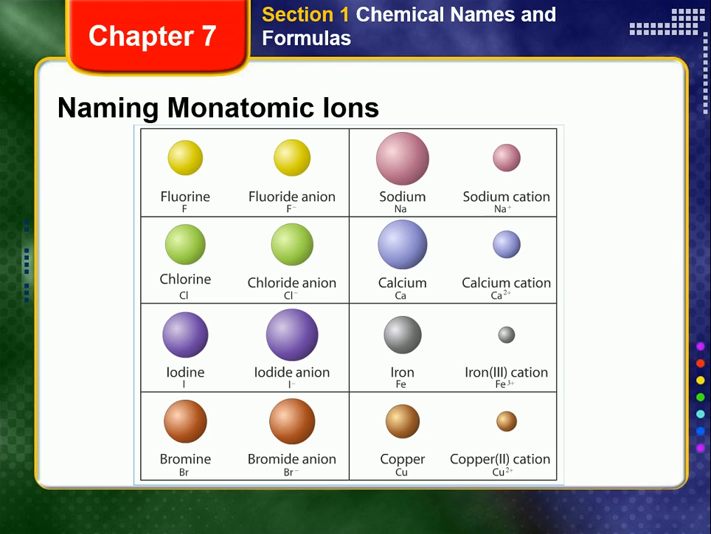But with these negative monatomic ions, fluorine is not the fluorine anion, it's the fluoride anion. Chlorine becomes chloride. Iodine becomes iodide. Bromine becomes bromide.